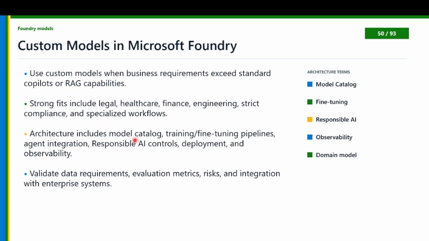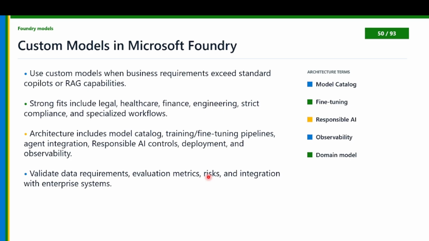So the architecture includes model catalog, training and fine-tuning pipelines, agent integration, responsible AI controls, deployment, and observability. So these are the architecture terms. And then we have validate data requirements, evaluation, metrics, risks, and integration with enterprise systems. So when you are done building, you are still going to deploy it to and integrate with enterprise systems.